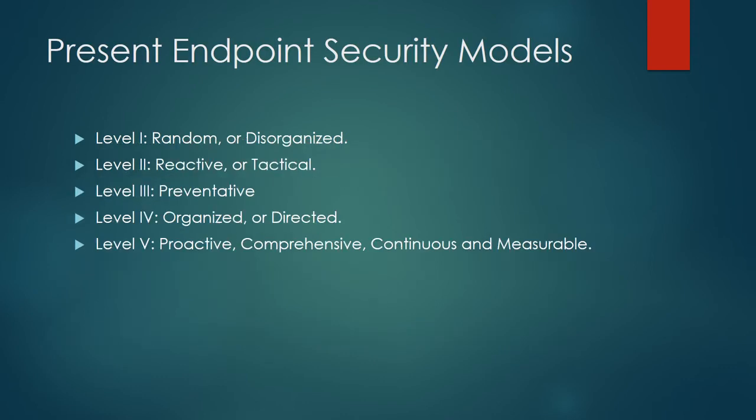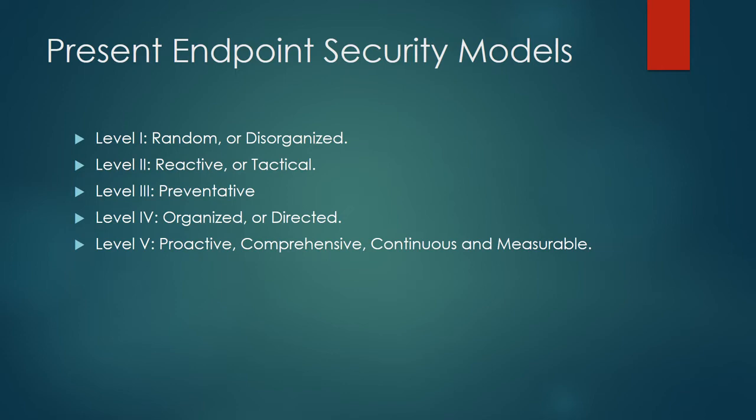There are 5 endpoint security models. Level 1, random or disorganized, in which organizations display little to no policy, no endpoint inventory, low user awareness of security, and haphazard installation. In level 2, reactive or tactical, policy is weak, overbroad or poorly communicated, endpoint inventory is non-existent or out of date, some user awareness but no training.